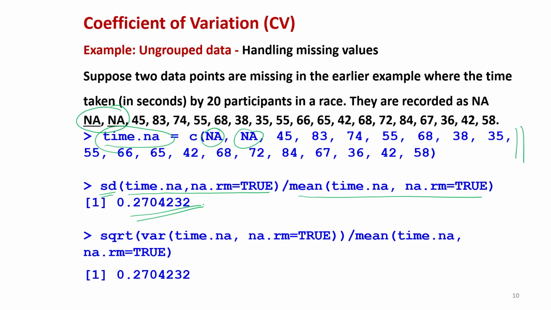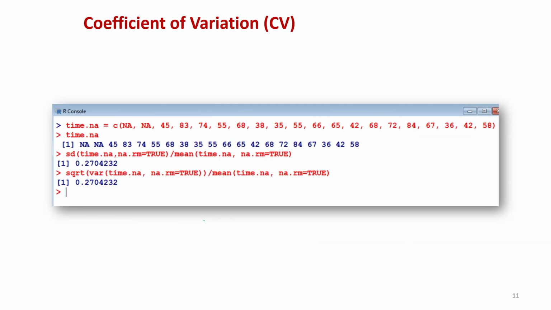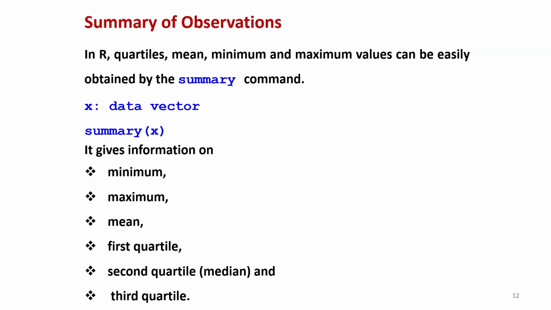And similarly, if you want to use the square root of variance command to compute the standard deviation, that can also be used with SQRT of variance of time.NA with na.rm equal to TRUE, and the mean command will remain the same, mean of time.NA with na.rm equal to TRUE. And you can see this is again the same value that you have obtained, and this is the screenshot of the same operation, right.